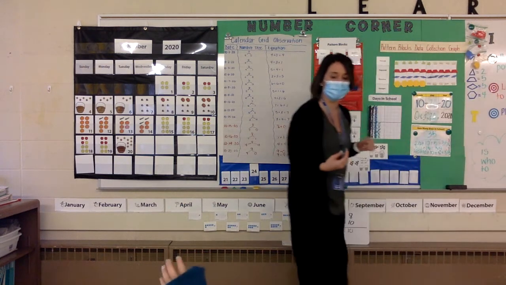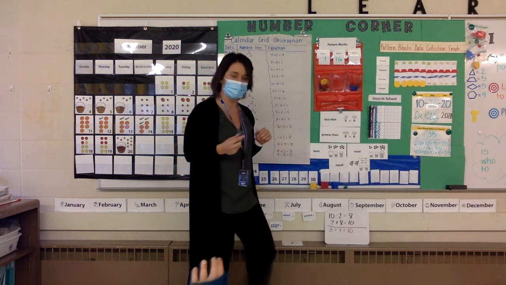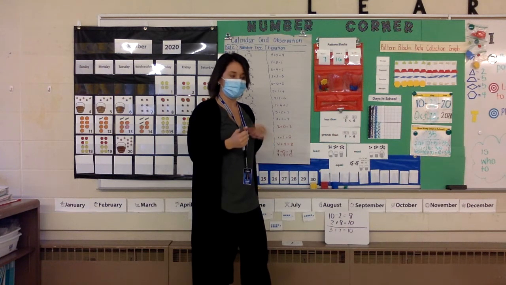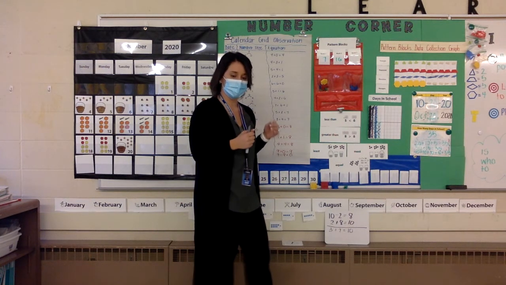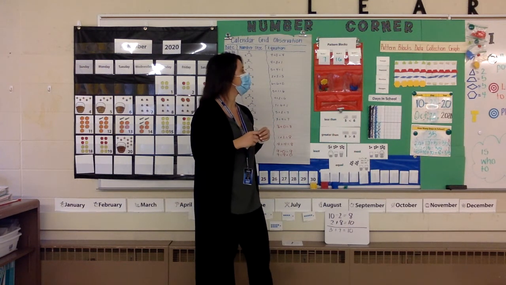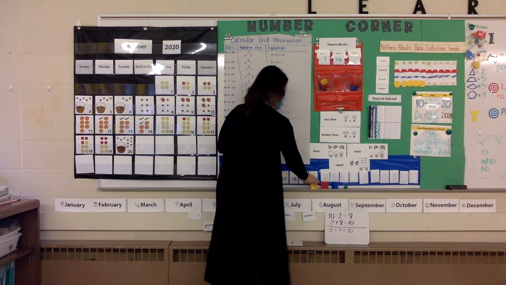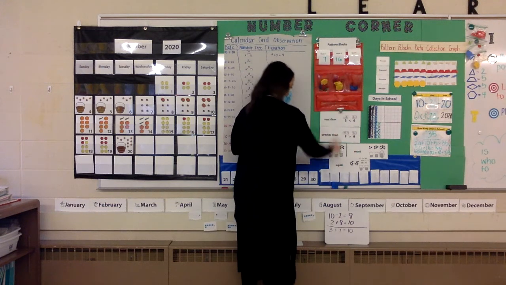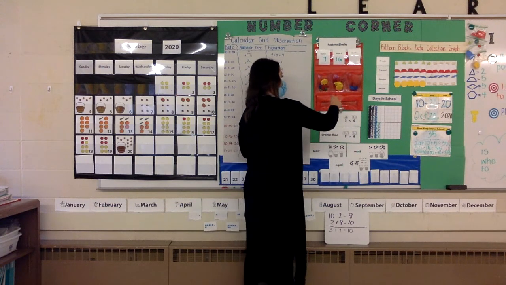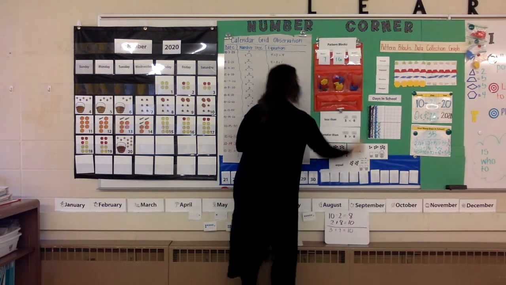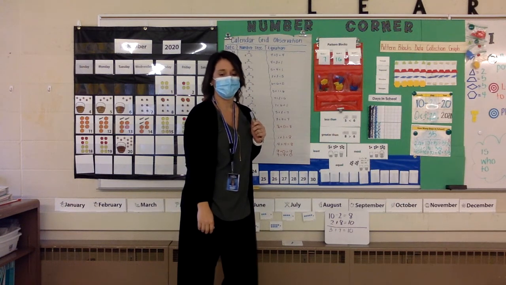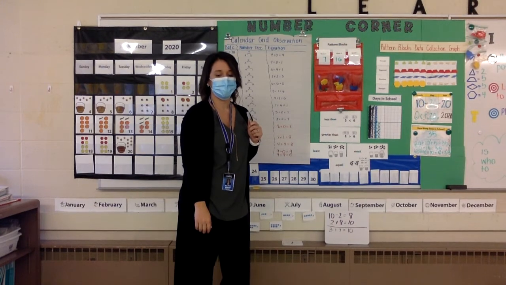Who did it a different way? Mrs. Owen used a different strategy. So I'm wondering if anyone else did. Kendall, how did you get 16? In my brain, what I did was, I knew that 5 plus 5 equals 10, and then I was like 14, and then I knew 2. So if I add 1 more, it would be 15, but if I add another one, it would be 16.